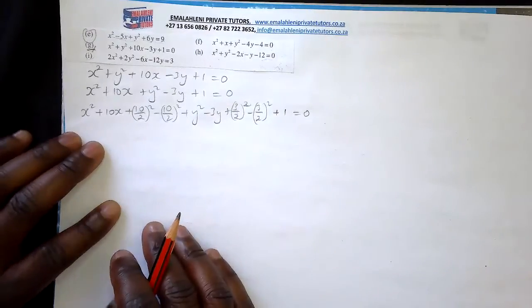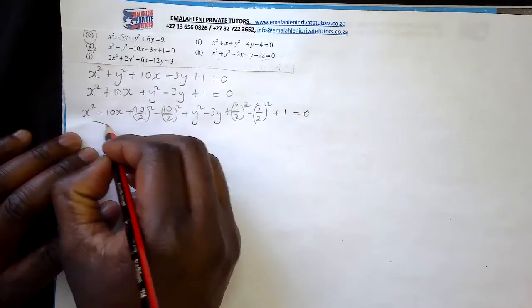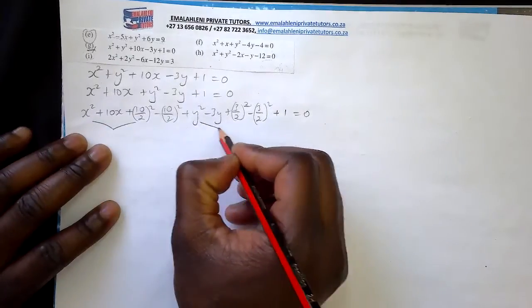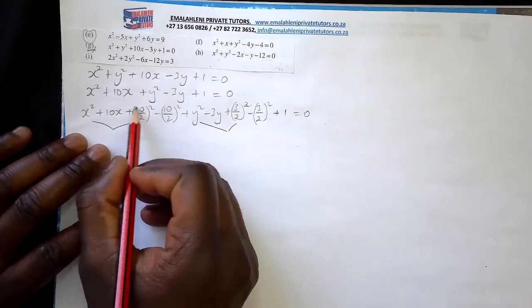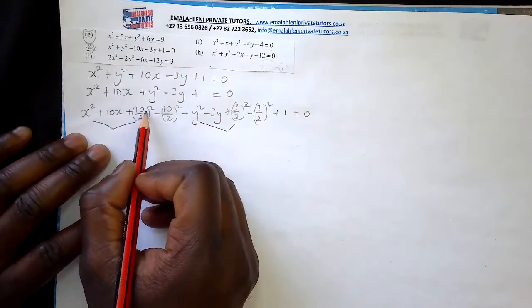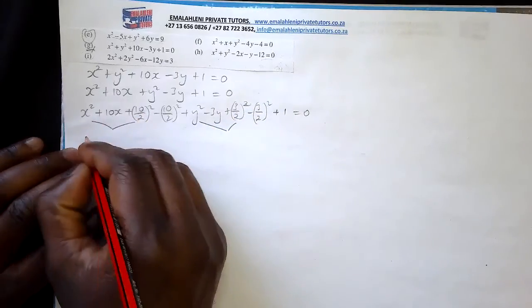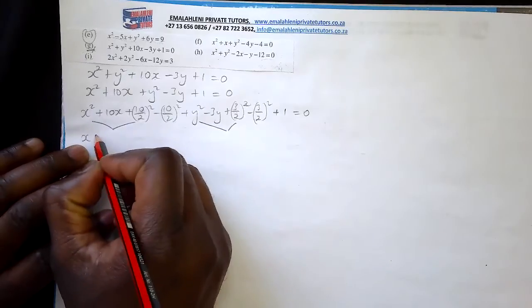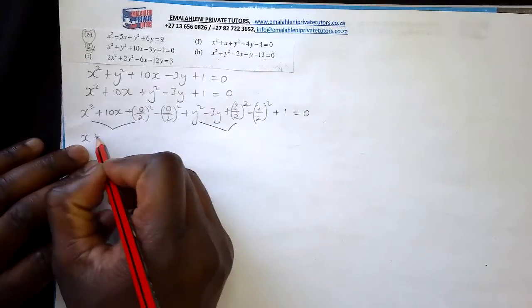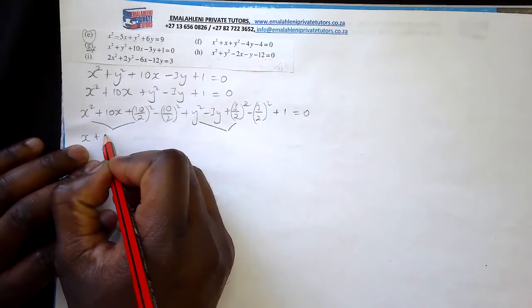Okay, so what we have now, this one becomes a perfect square, and this one also becomes a perfect square. So we are taking the root of what we have here, and also what we have here, but you take the sign here. So it's going to be x plus 10 over 2. 10 over 2 should be what? 10 over 2 is 5.